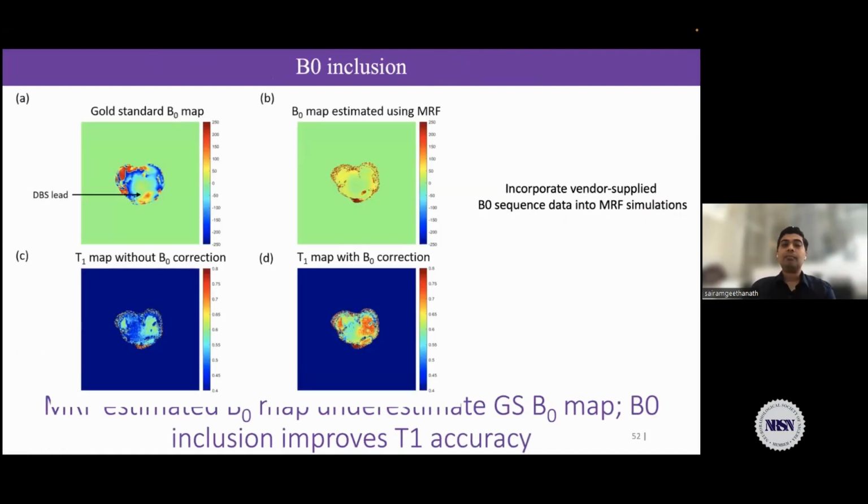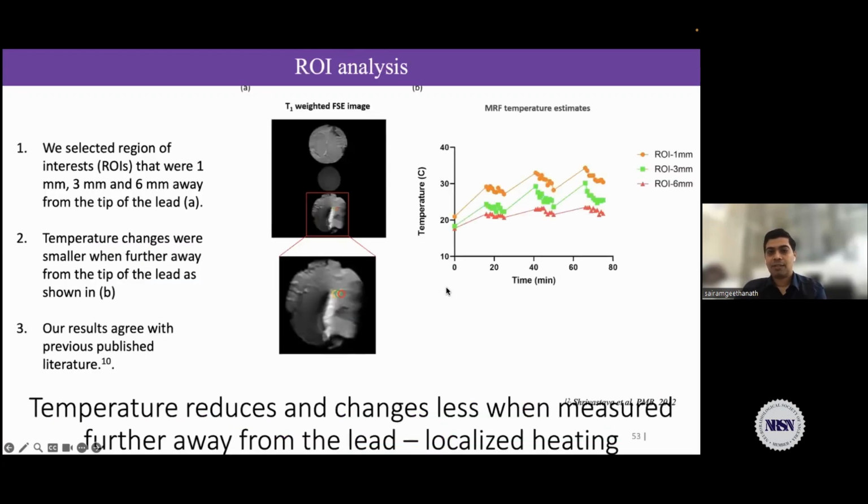We also generate a B0 map inherently from the fingerprinting. And when we include that B0 map to correct our T1 values, it actually corrects. Again, I apologize for this. I don't know what's going on here right now. But the T1 map actually improves with B0 correction, but the B0 map itself is underestimating the gold standard B0 map. So we've also thought about incorporating vendor supplied B0 sequence data into our MRF simulations.